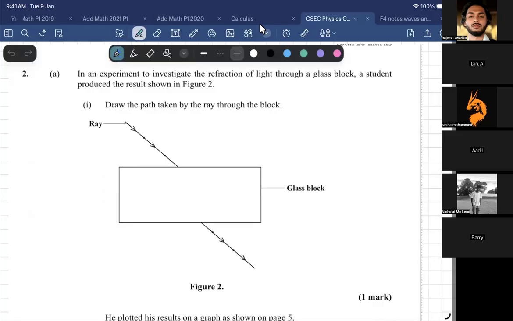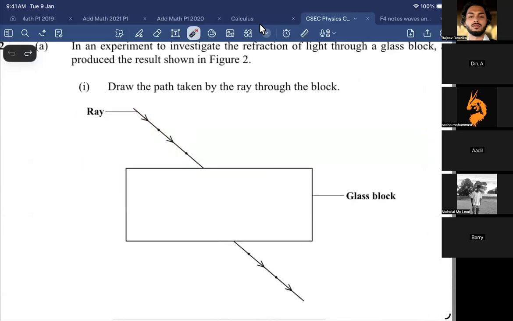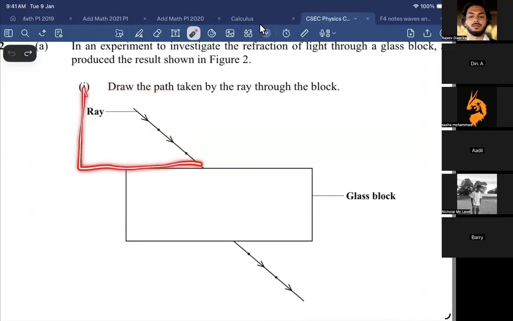In an experiment to investigate the refraction of light through a glass block, a student produced the results shown in Figure 2. Draw the pattern taken by the ray through the block. All right. So in this diagram, we can see that this ray enters, and what medium is the ray in over here? Air. So that's air.